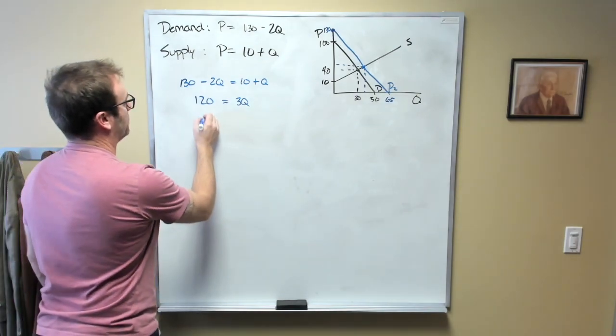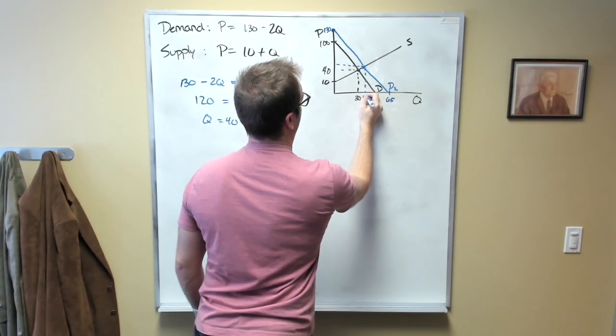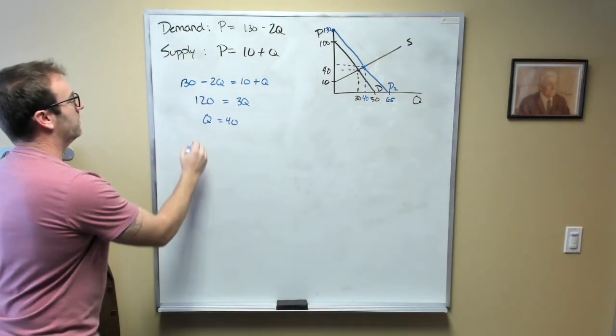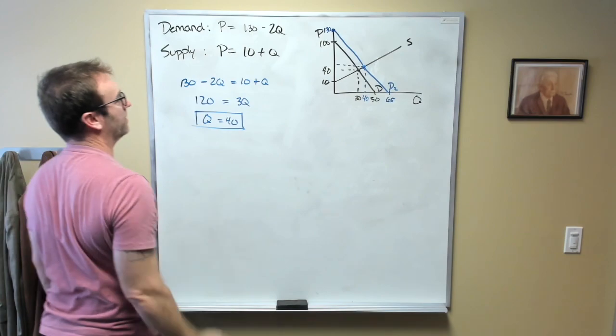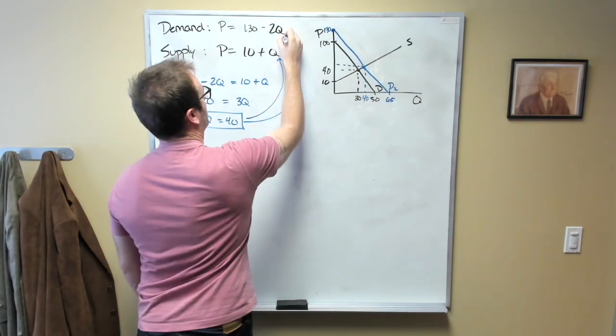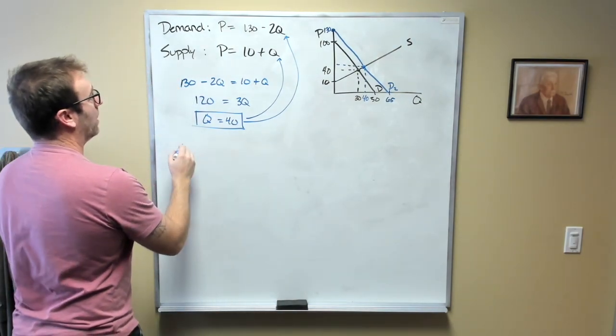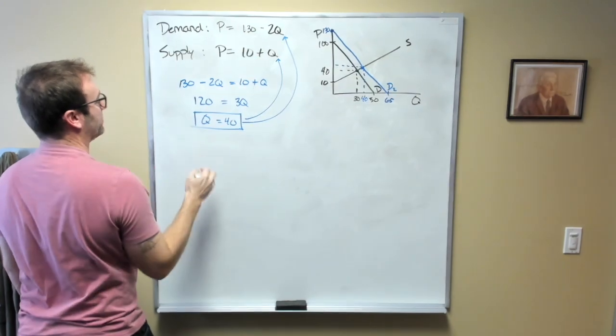And that means that Q is equal to 40. Okay, so we've got that number here, and then we'll just take this right here, and we'll plug it in here, and we'll plug it in here. Okay, so let's start with this one since it's easy.